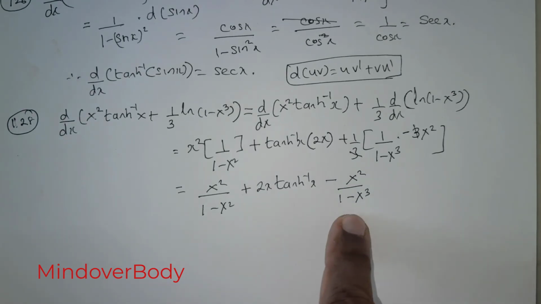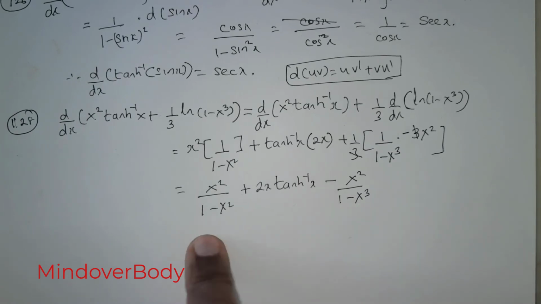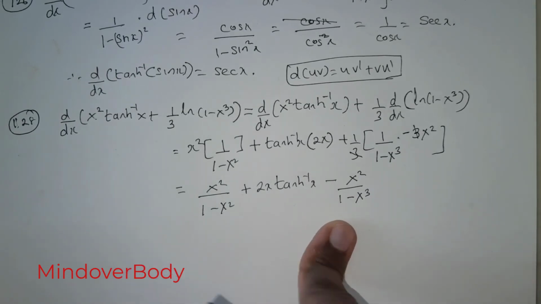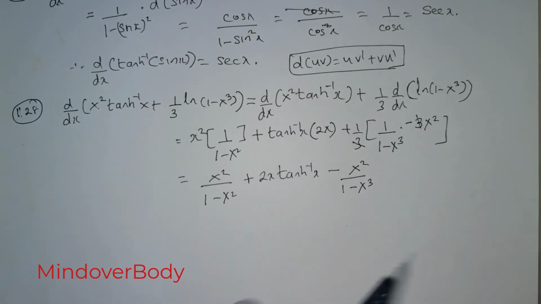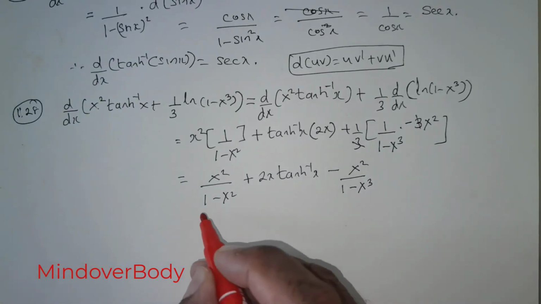If the denominator were to be 1 minus x squared, then we could apply some simplification. But it isn't so, so we have to be contented with this.